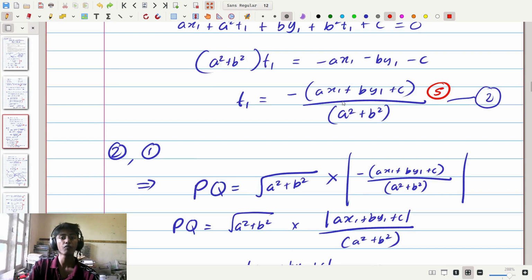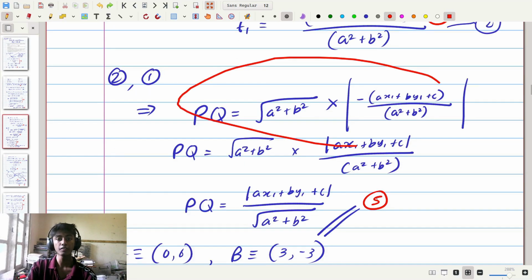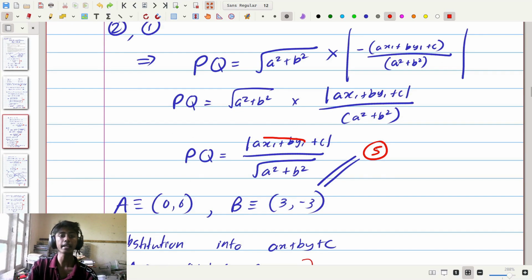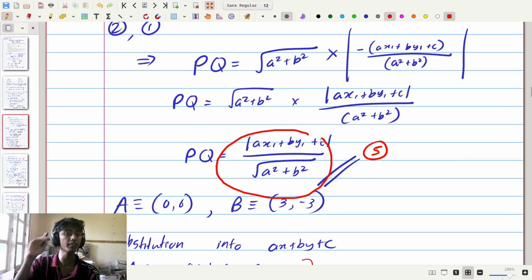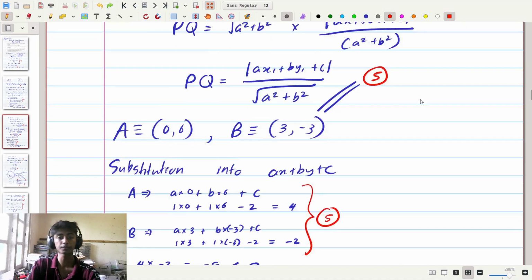Now after that, when you then combine the two equations together, simplify, do a bunch of cancelling, and get to this point right here, where you have the perpendicular distance PQ being equal to exactly what they gave in the question, you get a final 5 marks.